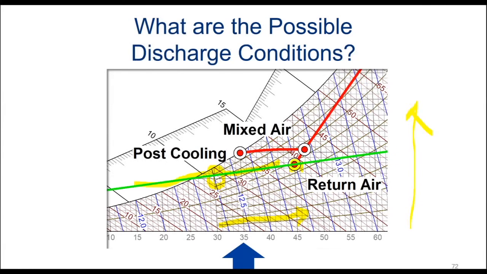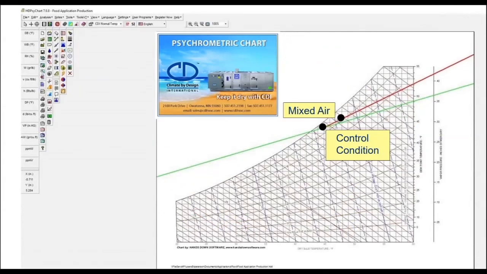The farther we are away from the point, the less air that it takes. The closer we are to the point, the more air that it takes to do that. So sensible to total heat ratio lines can really help us understand a system. In this case, we can see that with the cooling coil provided, we can't get there with just cooling. We're going to need to move to some sort of cooling and desiccant dehumidification system to get to that condition.